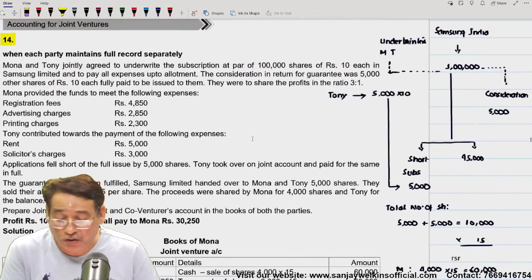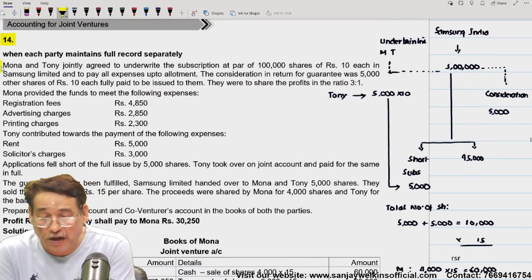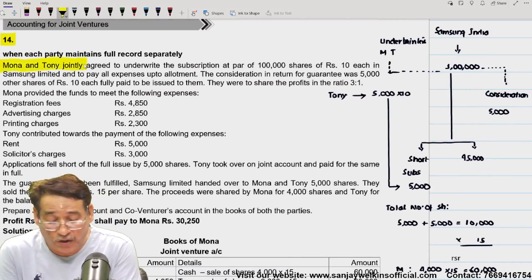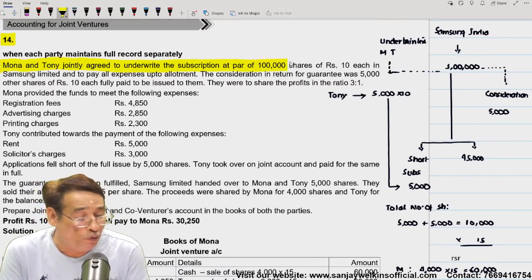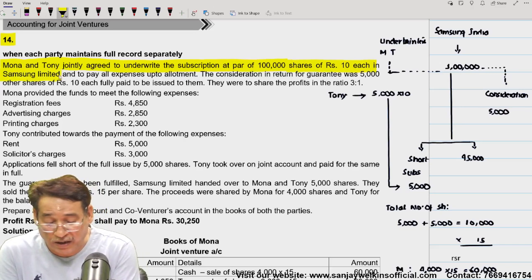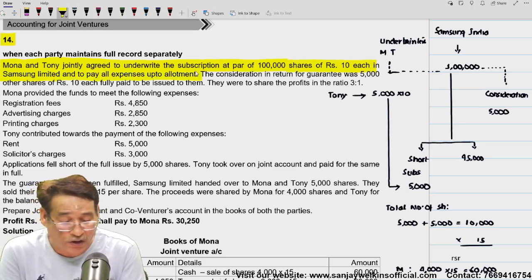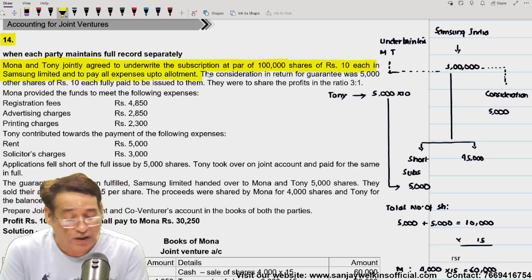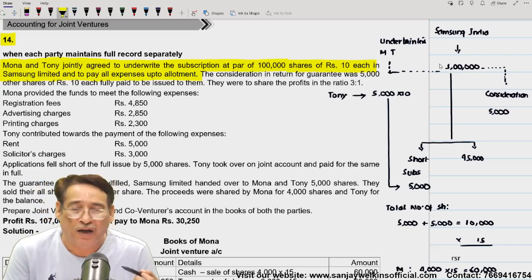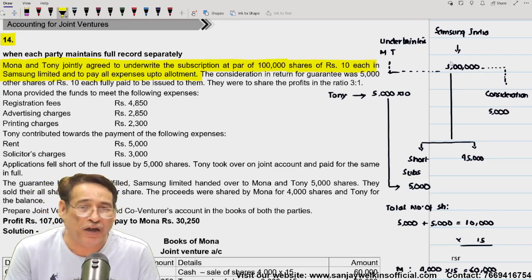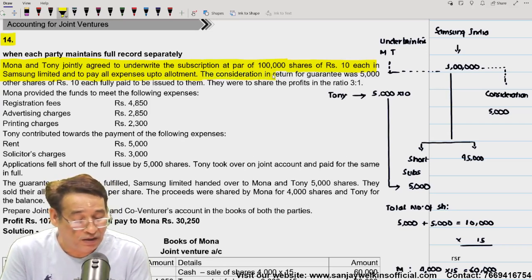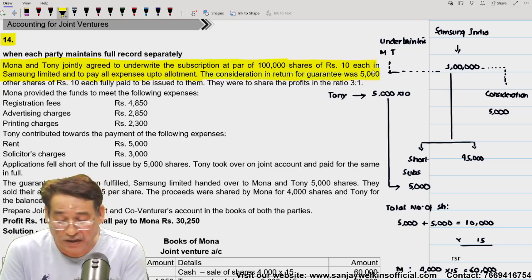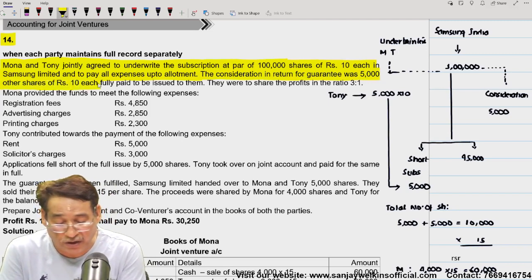Now I will go through this question. You will be able to understand it very quickly. Mona and Tony agree to underwrite the subscription at par of 1 lakh shares of rupees 10 each in Samsung India Limited and to pay for all expenses up to allotment. So indirectly they have undertaken the guarantee to get 1 lakh shares subscribed on behalf of Samsung India Limited. The consideration in return for the guarantee is 5,000 other shares, which I just told you.